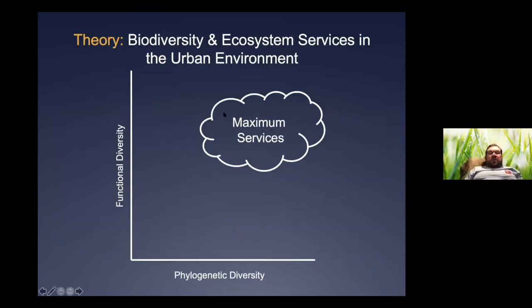So if we go back to this hypothesized area of services, the service that we're talking about here is the one that was called for in the Baltimore Sustainability Action Plan, which was to restore native species. We do see maximum services at the high end for phylogenetic and functional biodiversity, but we also see it almost immediately at the low end for functional diversity.